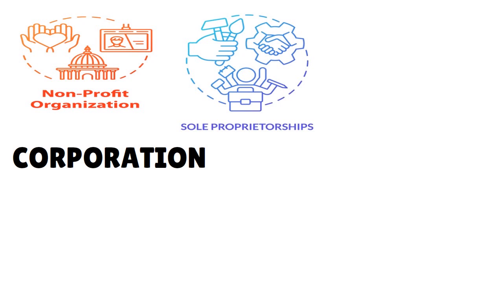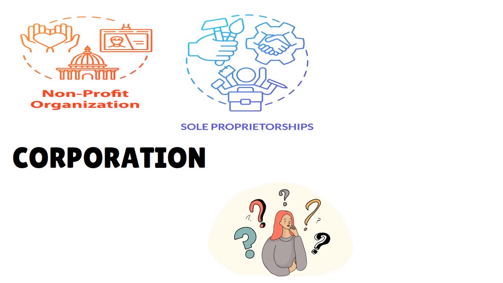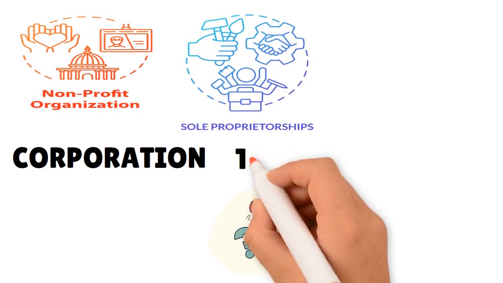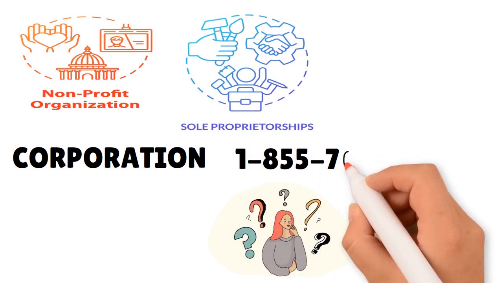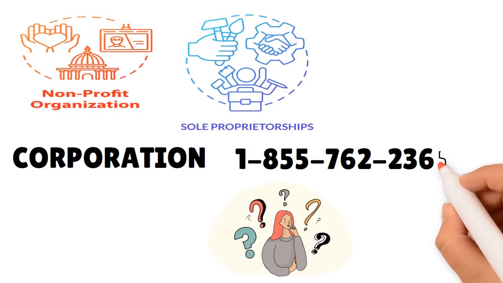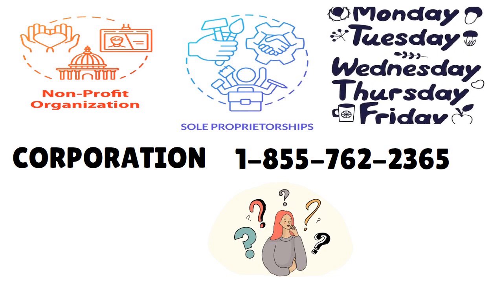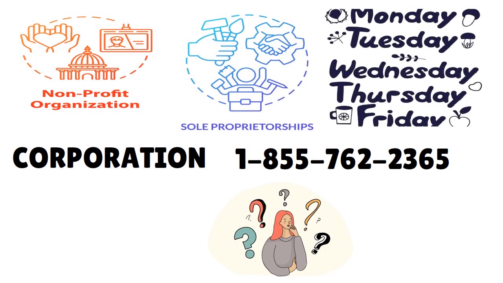By the way, if you have questions at any time, you have the opportunity to call PNC. Their number is 1-855-762-2365. They are available Monday through Friday, 8:30 a.m. to 8 p.m. Eastern, and they'll answer all questions that you have.